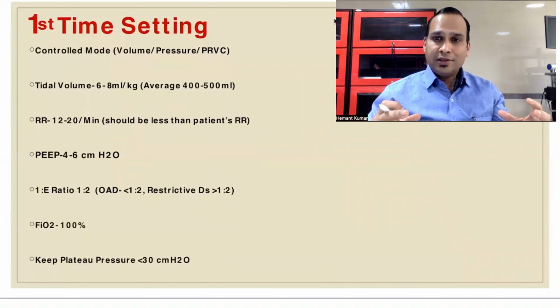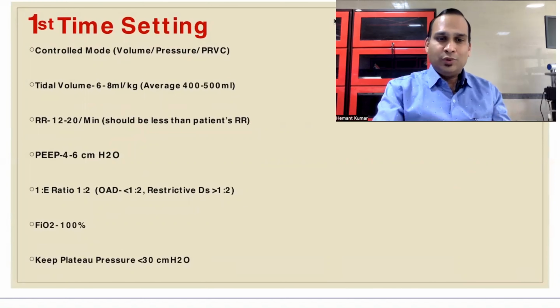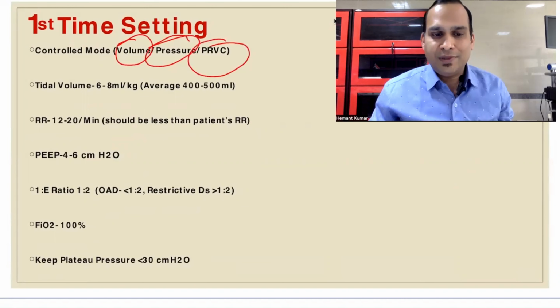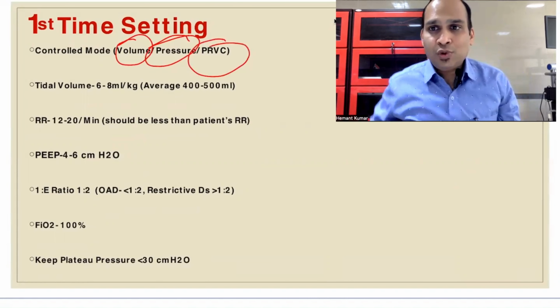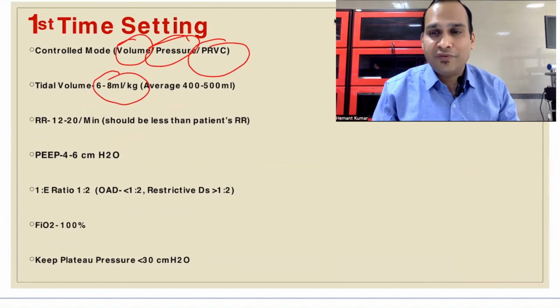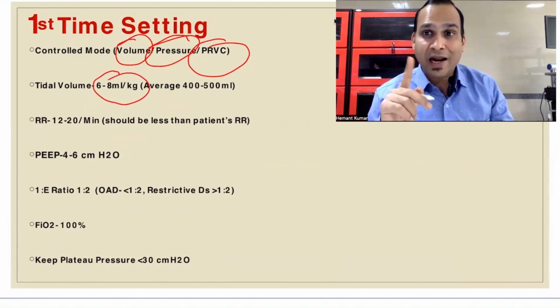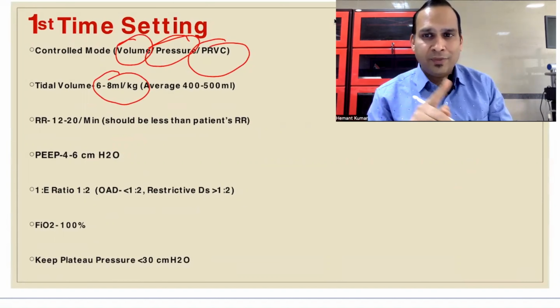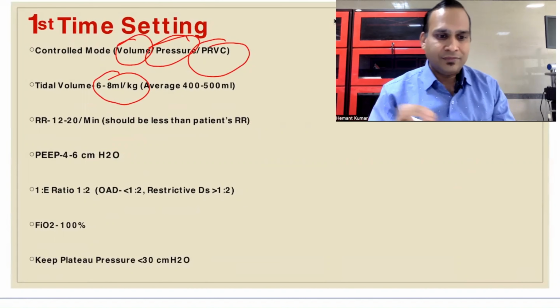So first, when you are getting a patient, you have to choose the control mode. You can choose volume control, you can choose pressure control, you can choose PRVC. And you have to choose a tidal volume of 6 to 8 ml per kg of ideal body weight, not actual body weight. It is ideal body weight, which is calculated by using height.